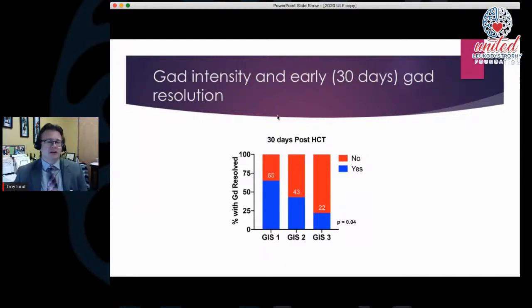And it turns out the lower the score, so the dimmer the gadolinium, the higher the percentage that the boy would resolve their gadolinium early. So 65% for GIS 1, 43% for GIS 2, and if you had really bright gadolinium, only 22%. And the data was just barely significant at a p-value of 0.04.